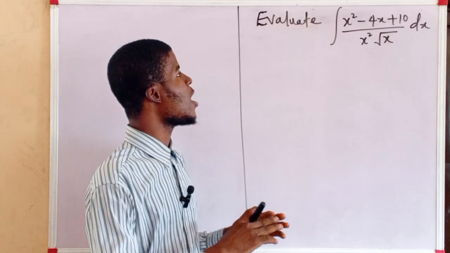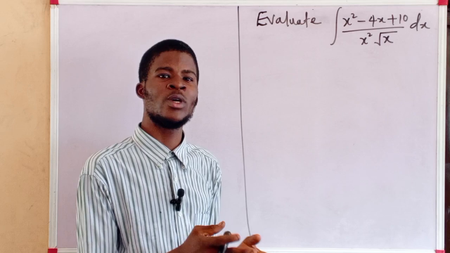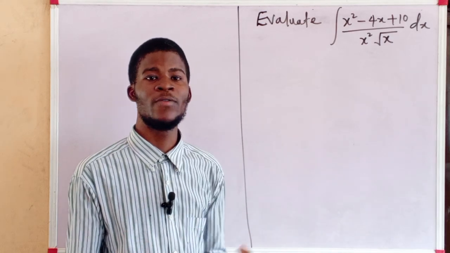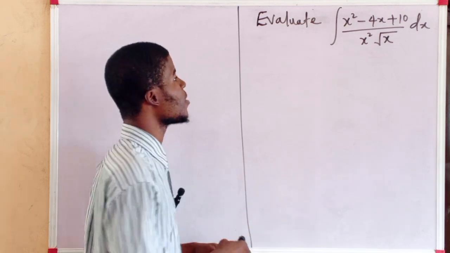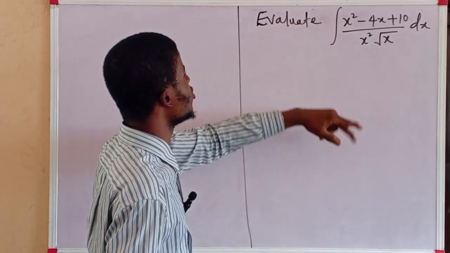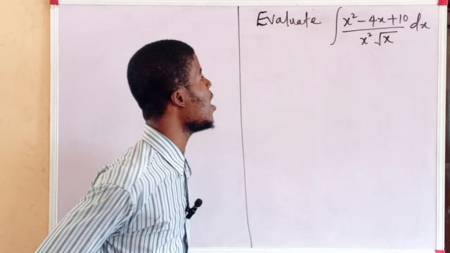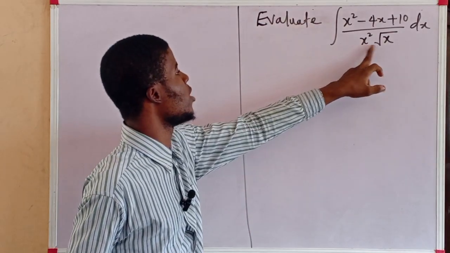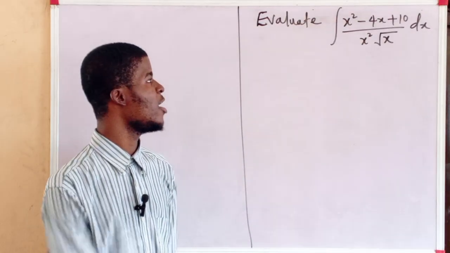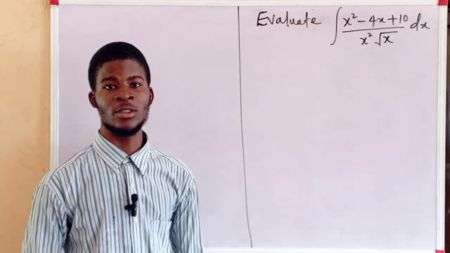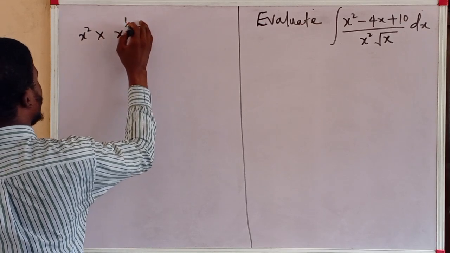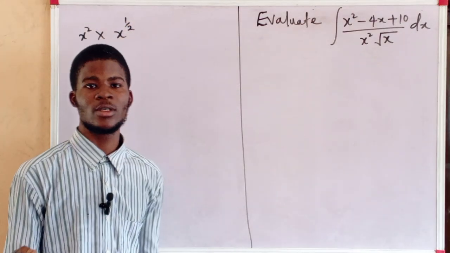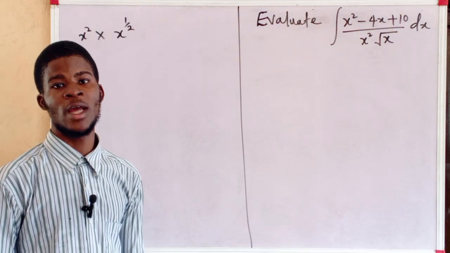Looking at the function, we can actually reduce it or simplify it to a simpler expression that will be easy for us to integrate. Of course, it can be simplified. So let's simplify it. Now, at the numerator, I have x² - 4x + 10, and at the denominator, we have x² times root x. We can simplify x² root x using the law of indices. This is what indices says. This is root x, so I can say x² times x^(1/2). Yes, root x is equivalent to x^(1/2).